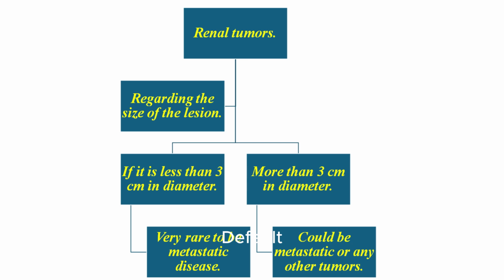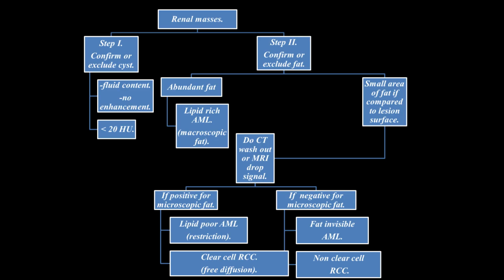Regarding the size of the renal mass, if it is less than 3 centimeters in diameter, it will be very rare to be metastasis. If it is more than 3 centimeters, it could be metastasis or any other malignant or benign renal masses. When you are confronted with a renal mass, try to exclude systematically 3 types of tissue.